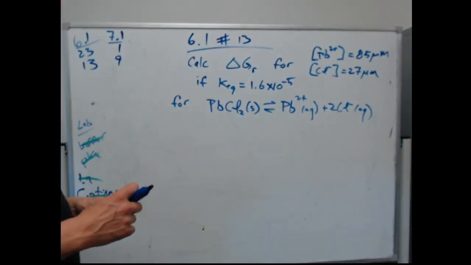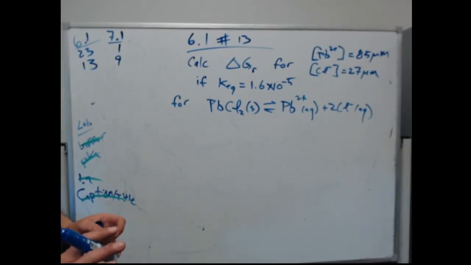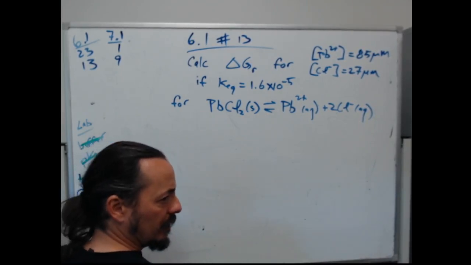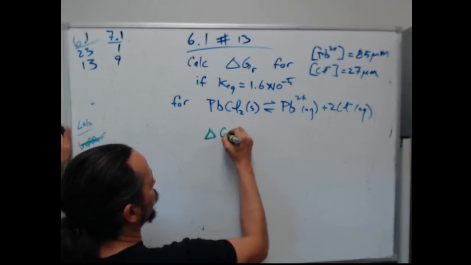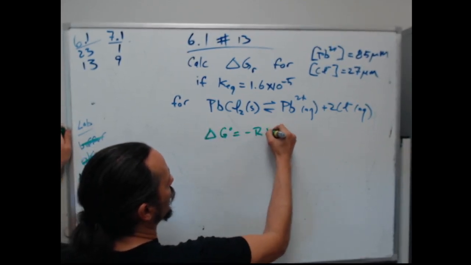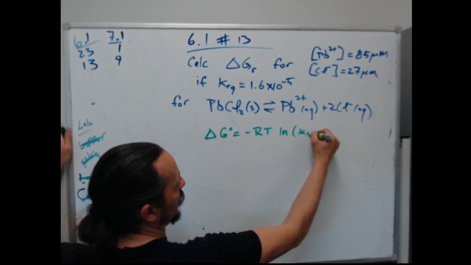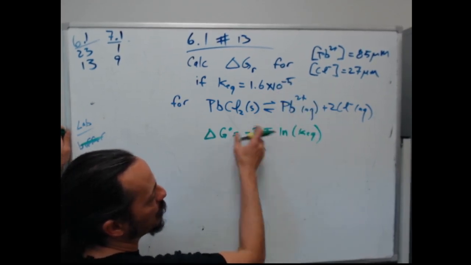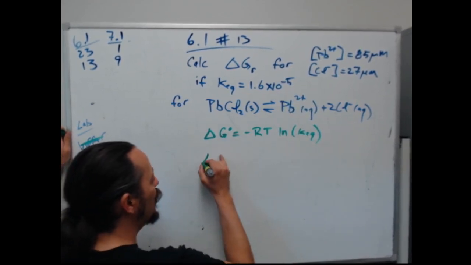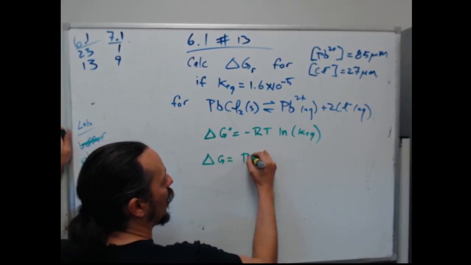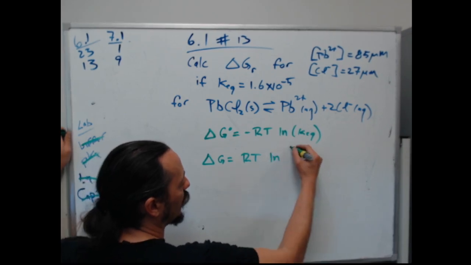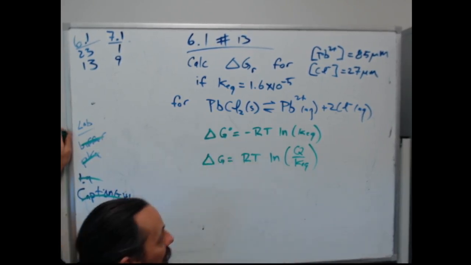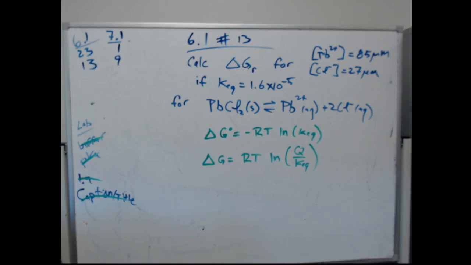Perfect. So this is delta G, not delta G standard. If we remember, delta G standard is negative RT ln KEQ. So I just take my KEQ value, plug it in for my temperature, and I can solve. Delta G is going to be RT, no negative, natural log of Q over KEQ. Right, it's got this comparison of where am I versus where am I going.